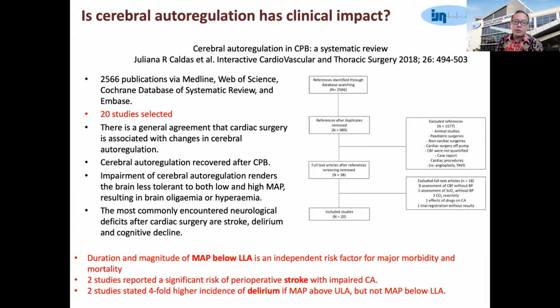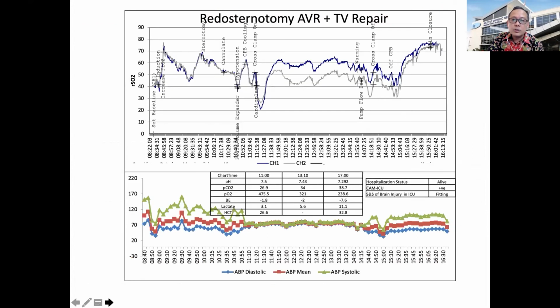Therefore, the duration and magnitude of the mean arterial pressure below the lower limit of autoregulation is again an independent risk factor for major morbidity and mortality. Two studies reported a significant risk of perioperative stroke with impaired cerebral autoregulation. And two studies stated a 4 times higher incidence of delirium if we run our perfusion pressure above the upper limit of autoregulation. So higher is not good, lower is also not good. We have to be very specific and personalize the treatment for our patient.